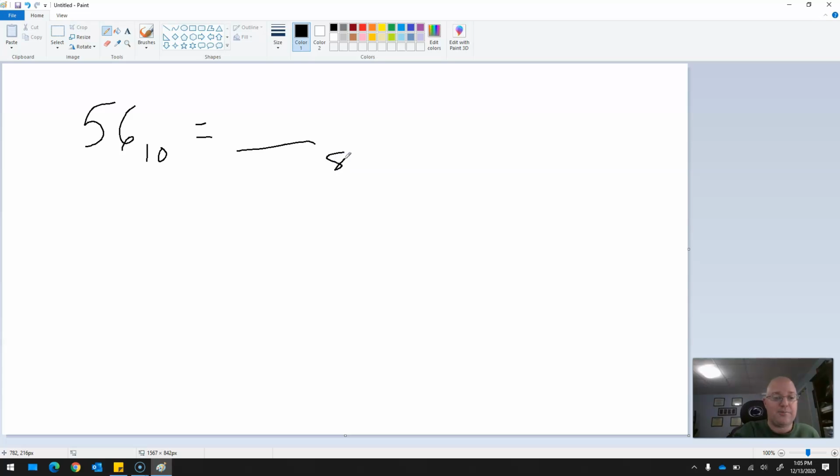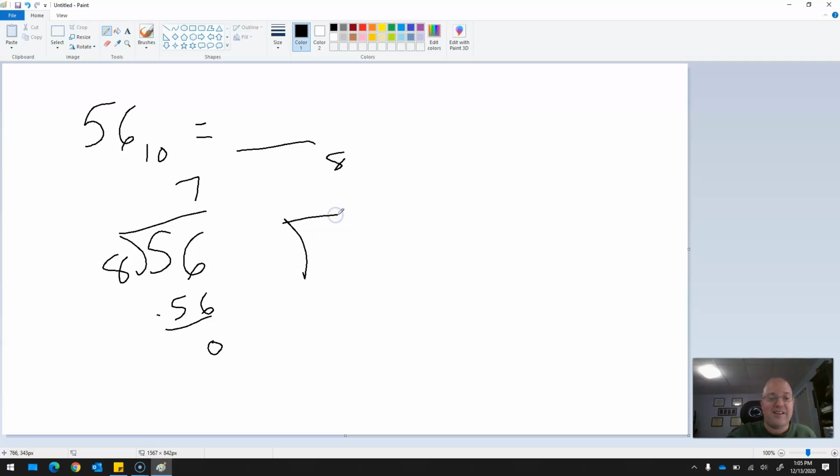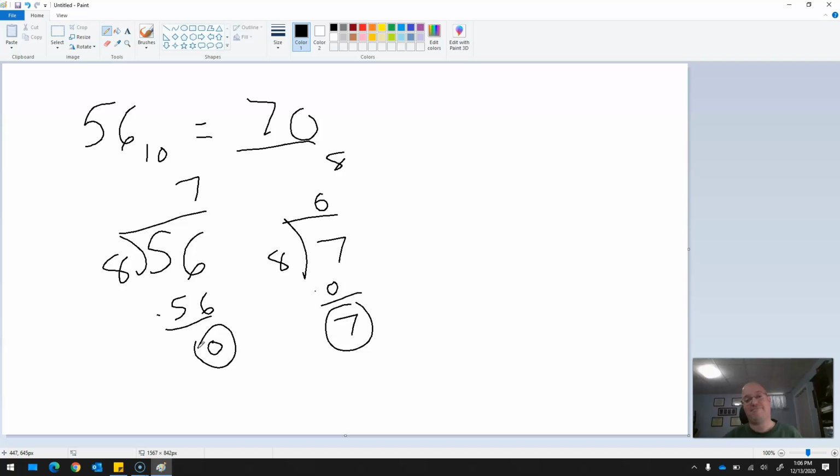So base 8, octal, 56 divided by 8. How many times does 8 go into 56? Well, I picked an easy one. You get 7. 7 times 8, 56. Get a remainder of 0. Wow. So bring down the 7, 8. That goes in 0 times. 0 times 8 is 0. You get 7. So the answer is 70. There's the 7. There's the 0.